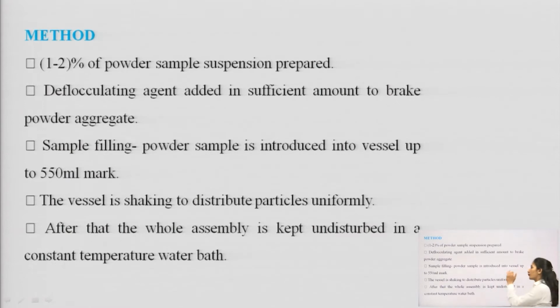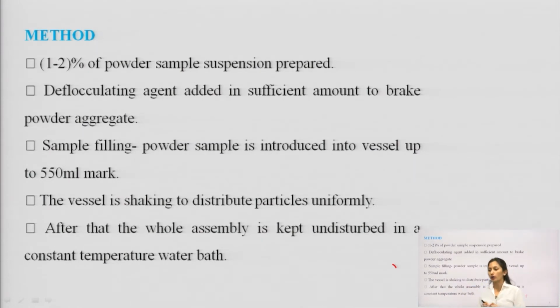That means the flow of the particles should be uniform, streamlined, that is known as laminar flow. And as we all know, the Reynolds number or laminar flow is applicable only in the case of dilute solutions or dilute suspensions. So, for this we have to prepare a dilute suspension of the particles whose size we are going to determine. So, first we prepare the 1 to 2% powder sample suspension.